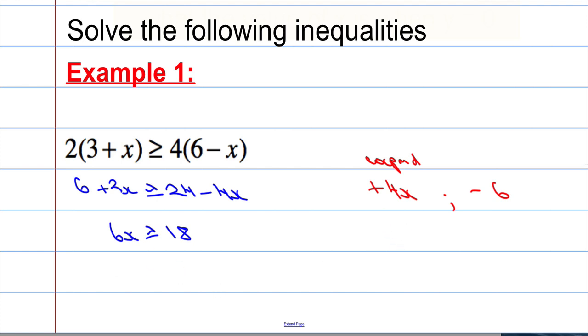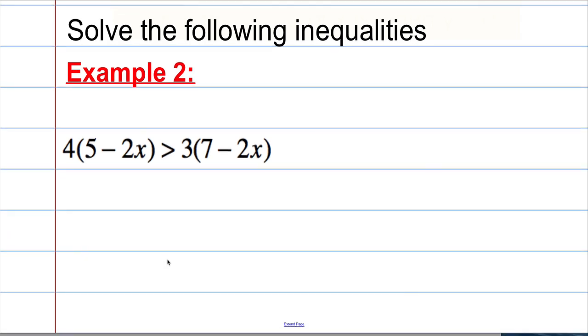And then finally, we're going to divide both sides by 6. So we get x must be greater than or equal to 3. So any value that's bigger than or equal to 3 will satisfy our inequality. Let's try another one.